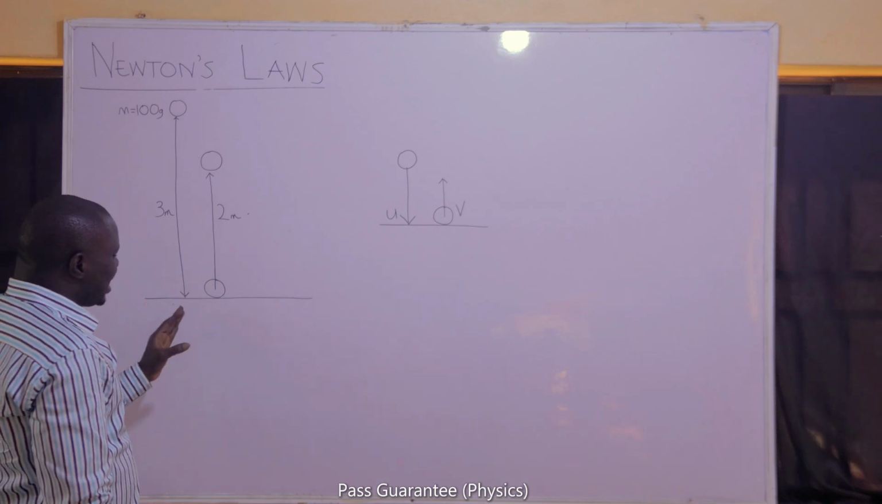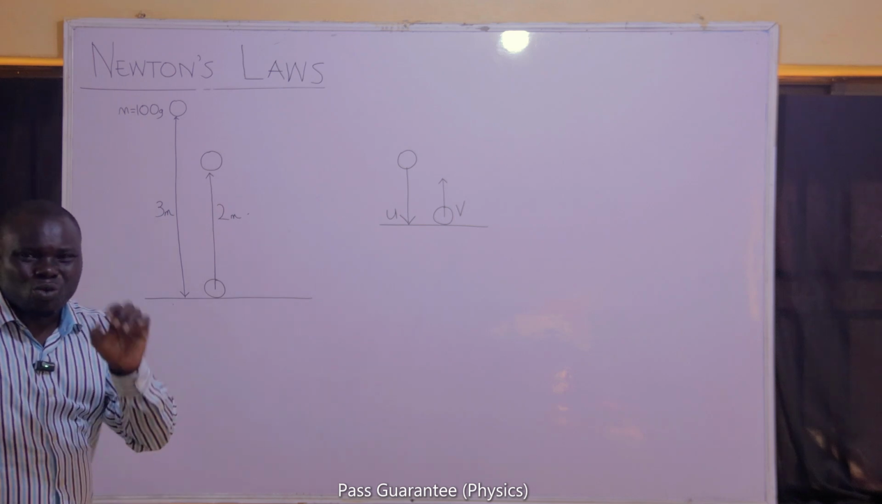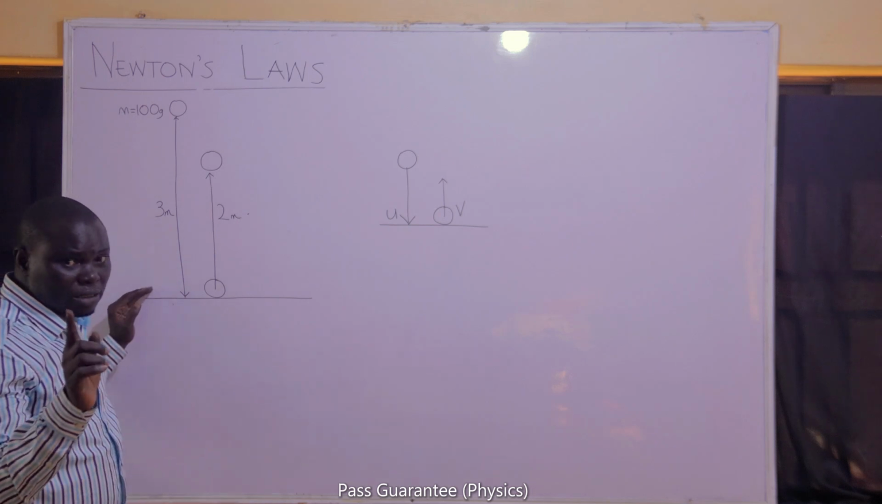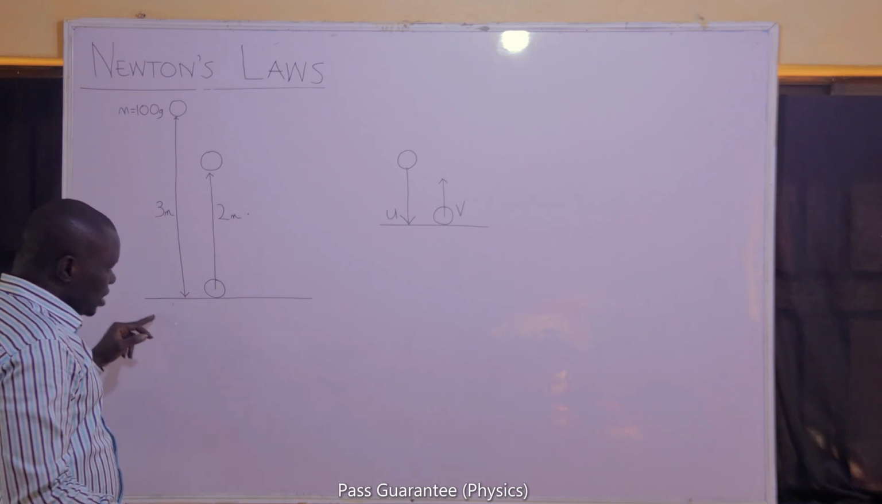There are essentially three things taking place in the motion of this object, but I need only one out of it. The object is falling, that's number one. The object is contacting the ground.